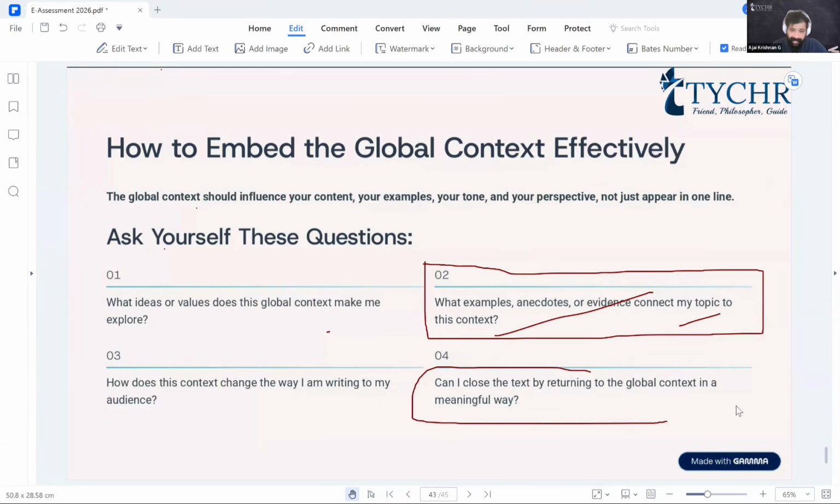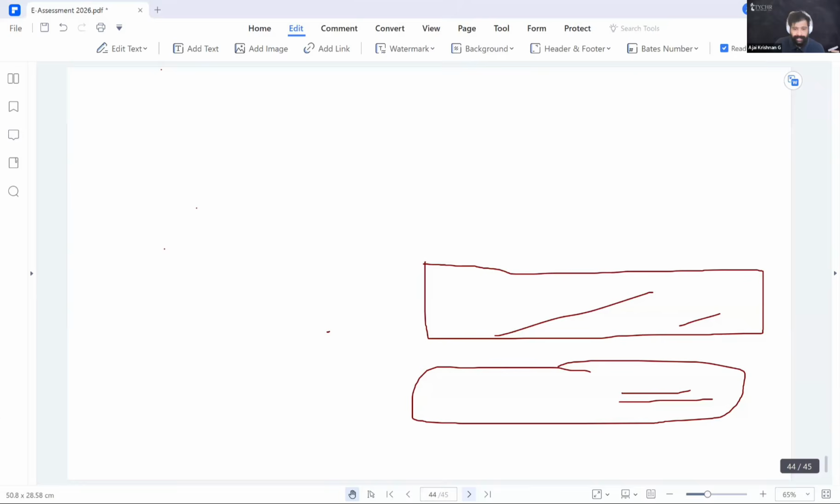Yeah. So can I close the text by returning to the global context in a meaningful way? Again, even if you are using the global context in your introduction or in your body paragraphs or whatever way, in whatever text you write, try to end your conclusion with connections to the global context, because that stays in the mind of the examiner. So it's good to keep the global context explicitly in the conclusion at least. So if you're not bringing it anywhere else, it's okay if you are making only the implicit connections, but make sure that the explicit connection is made in the conclusion at least. So keep that in mind. So these are the things we had.